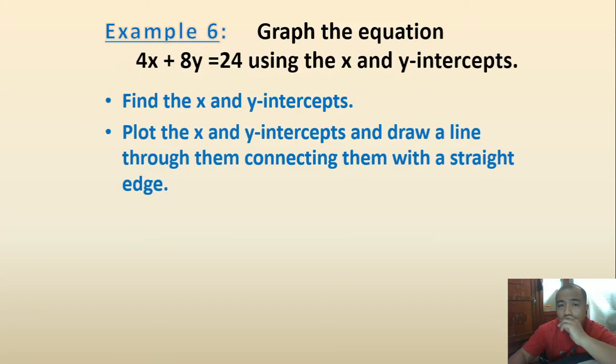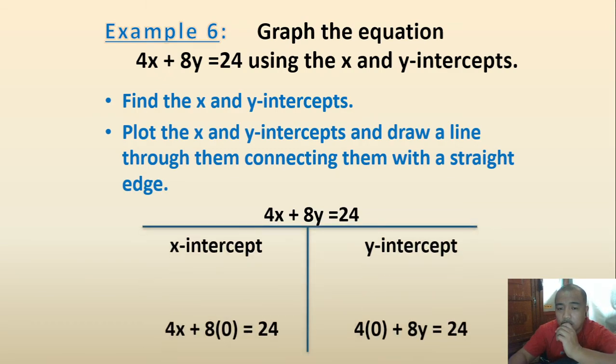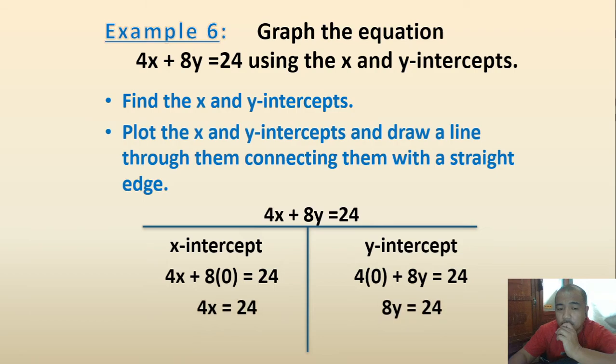Graph the equation 4x plus 8y equals 24 using the x and y intercepts. Find the x and y intercepts, plot them, and draw a line through them, connecting them with a straight edge. 4x plus 8y equals 24. For the x-intercept, let y equal 0. 4x equals 24, x equals 6. (6, 0) is the x-intercept. For the y-intercept, let x equal 0. So 8y equals 24, y is 3. So the x-intercept is 6, the y-intercept is 3.